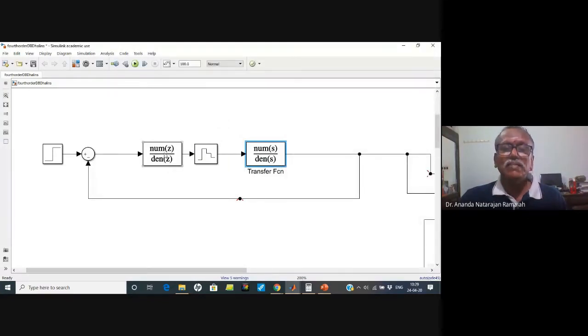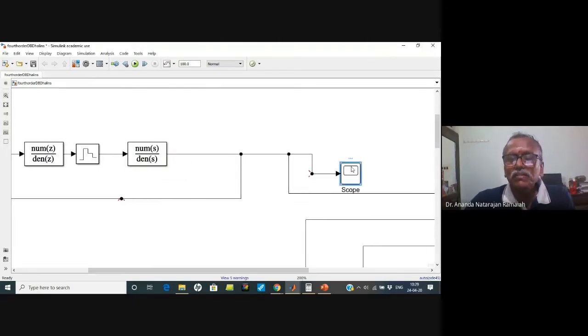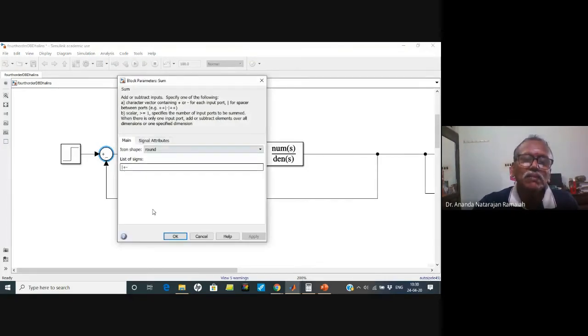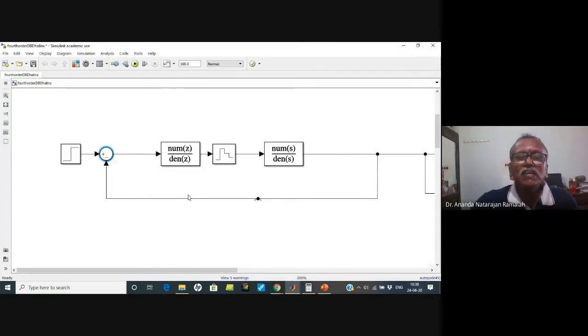This will be in brackets in z. Then you have to get the scope from the sinks, or you can search and get the scope. Then you have to connect them like this. Here you have to check whether the sign is negative, because any block you take will automatically be positive. So double click and change the sign. Plus minus is changed. Everything is ready.